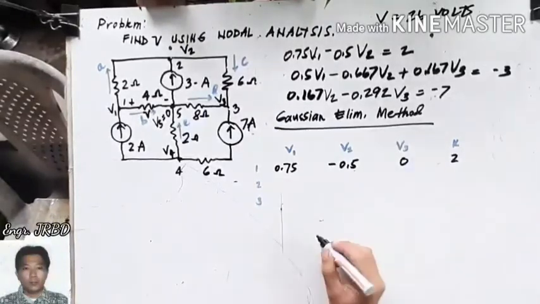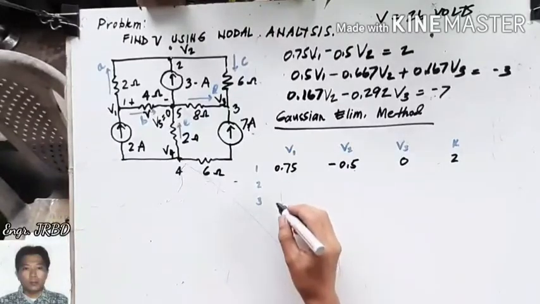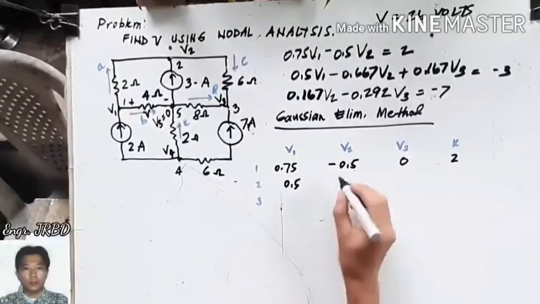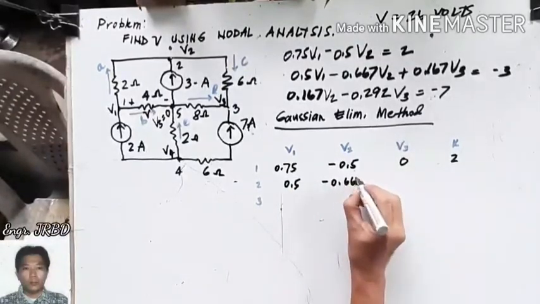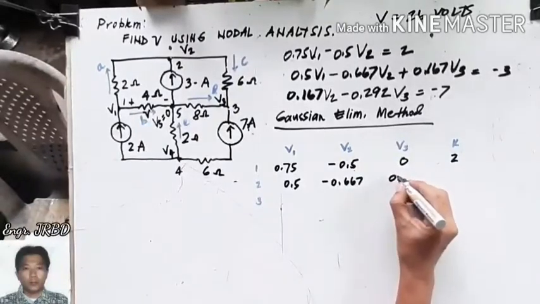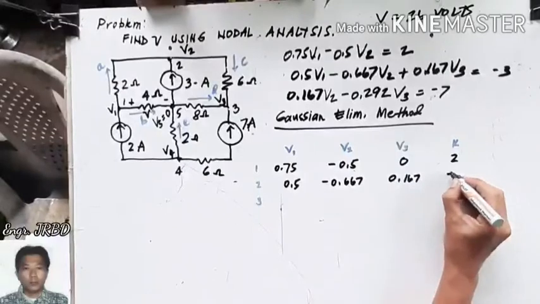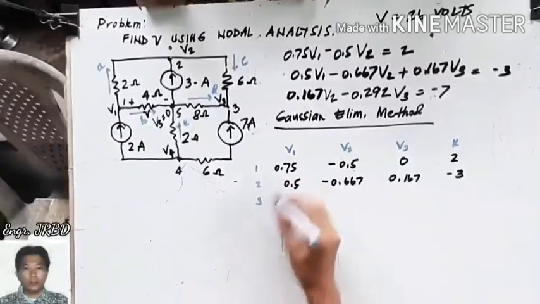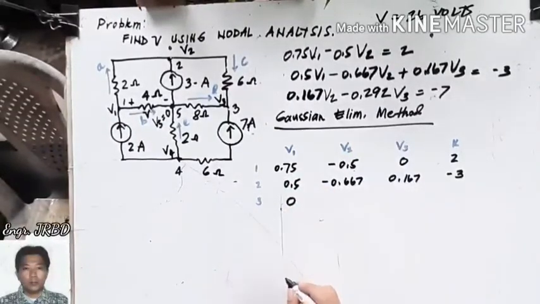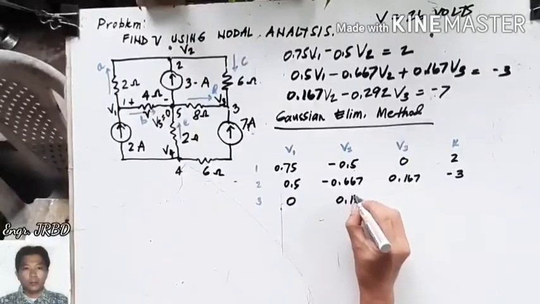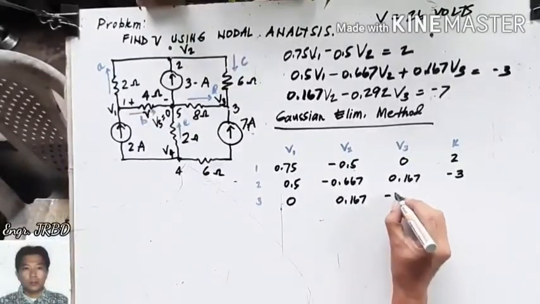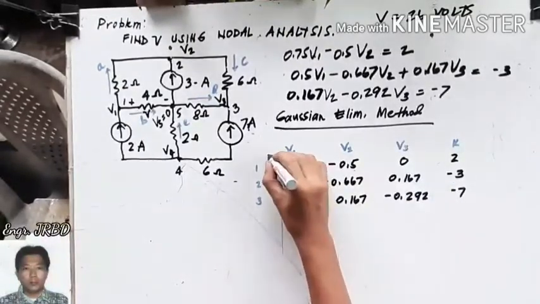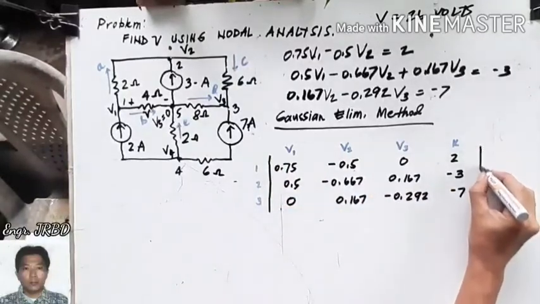And doing the same in the second equation, the numerical coefficient of b sub 1 is 0.5. The numerical coefficient of b sub 2 is negative 0.667. And for b sub 3 is 0.167, and the constant on the right side is negative 3. With the last equation, the numerical coefficient of b sub 1 is understood to be 0. This one is 0.167. b sub 3 is negative 0.292, and this is negative 7. This is now your augmented matrix form.